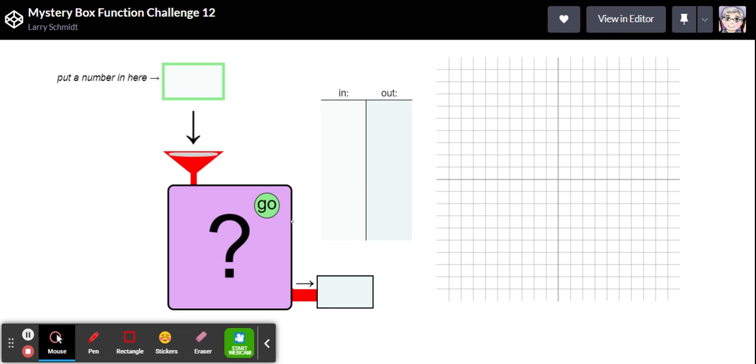In this purple mystery box, there is some math, and your job is to figure out what that math is by putting numbers in the top and seeing how they're changed when they come out the bottom. You'll get a list of the ins and the outs, and we'll graph those as points, so maybe you can get some clues from the shape of the graph.